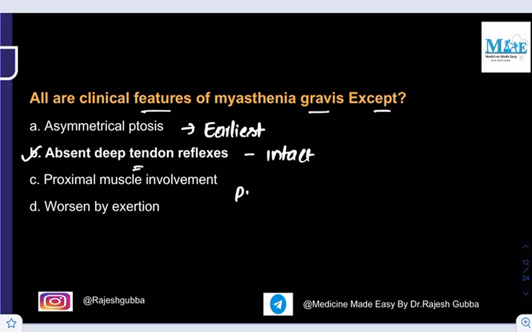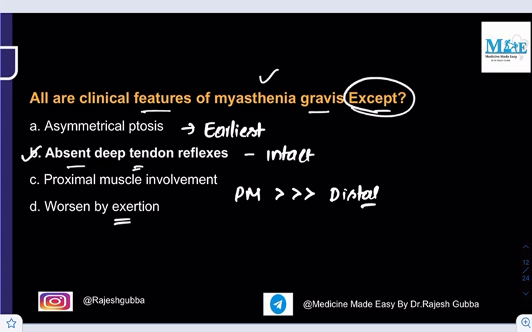And yes, proximal muscle involvement is more common compared to distal muscle involvement in patients with myasthenia gravis. And these clinical features of myasthenia gravis worsen by exertion. That is also a true statement. So which is the incorrect statement? Except absent deep tendon reflexes is the incorrect statement.